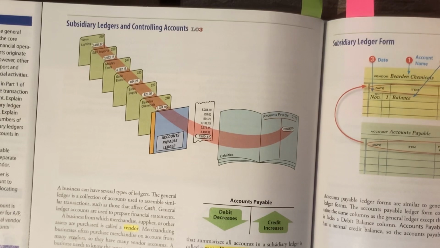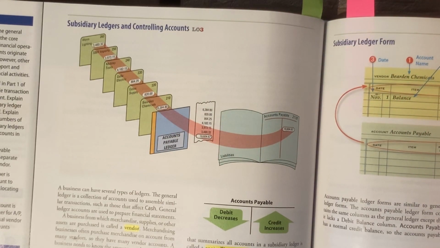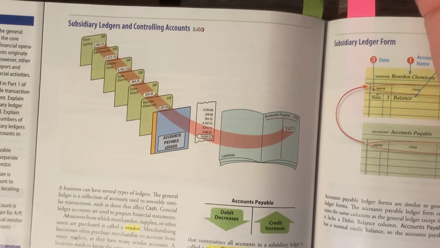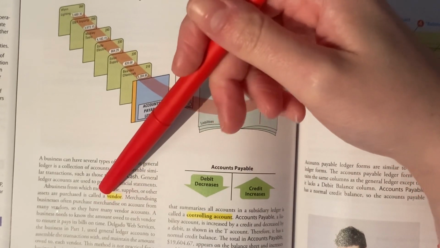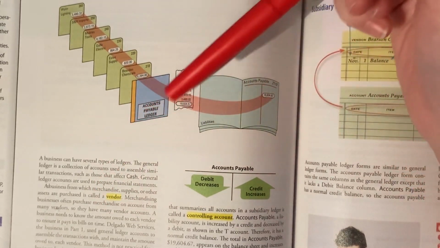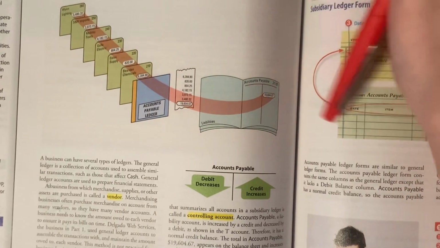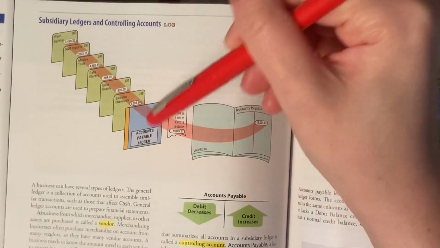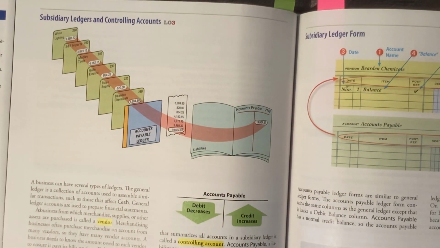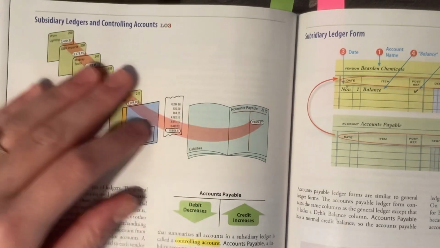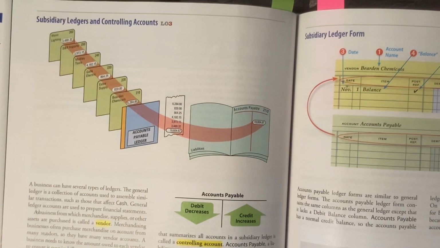A merchandising business that has a lot of assets or supplies often purchases its stuff from a ton of vendors. So we have these subsidiary ledgers so we can record out each vendor. As you can see here, accounts payable ledger. This is a subsidiary ledger, but we labeled it accounts payable ledger. So this contains all those vendors in a business.